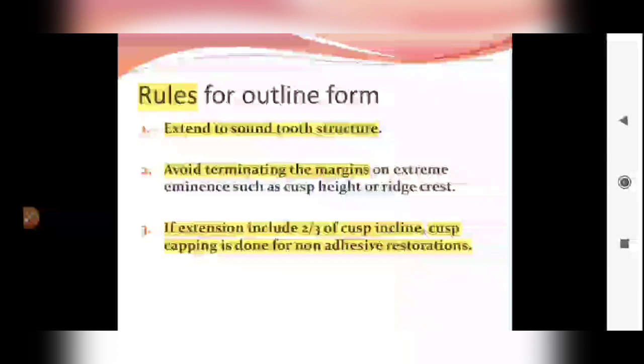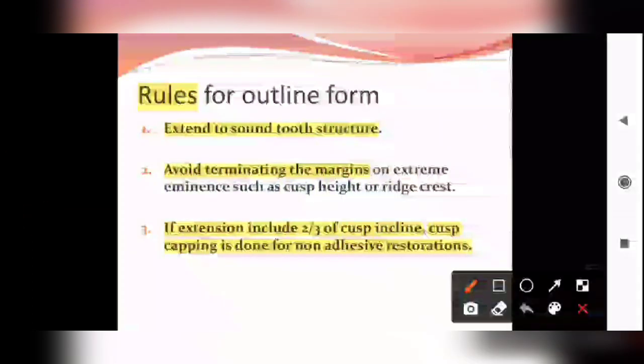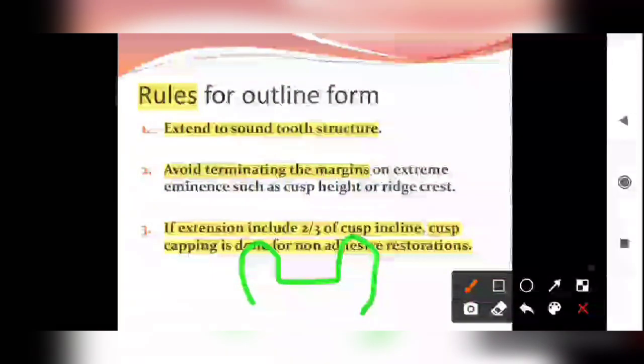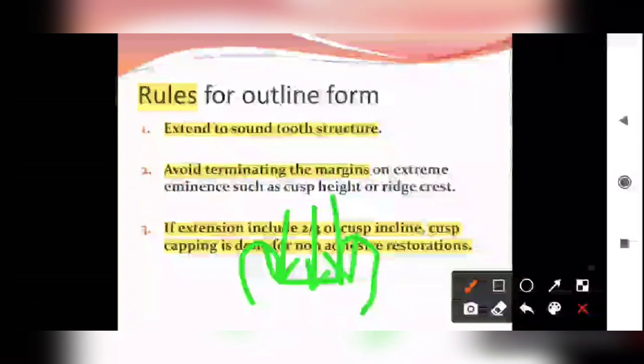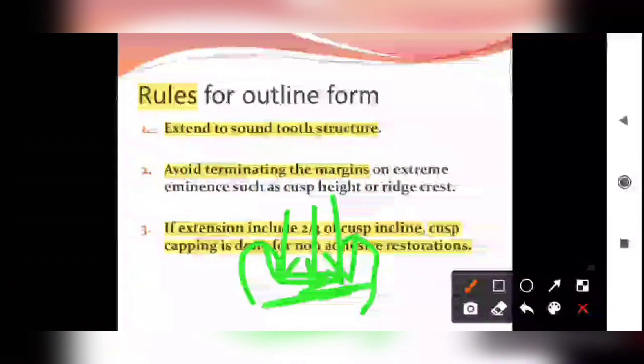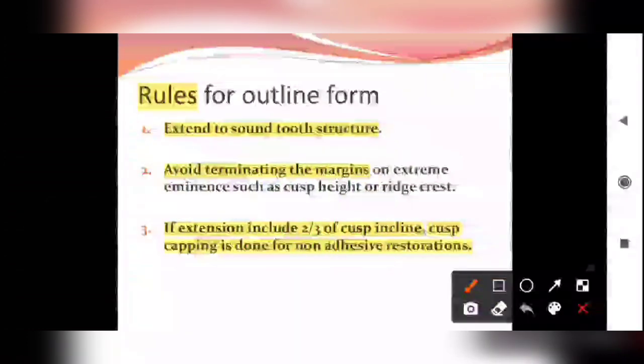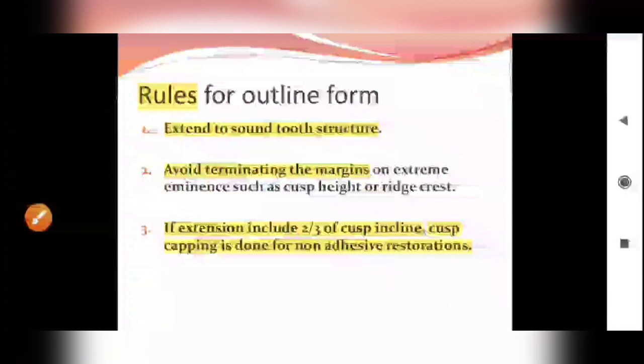So what are the rules for outline form? We extend to the sound tooth structure. We remove all the damaged tooth until we create a compactable foundation for the tooth, right? So we extend our walls up to the sound tooth, meaning the perfect tooth which is not in a pathology. Avoid terminating the margins on weak areas. And if extensions include two-thirds of the cusp incline, cusp capping is done for non-adhesive restorations, as you all know.